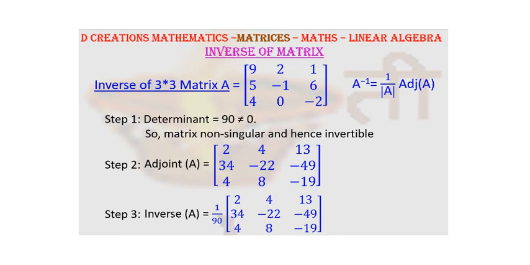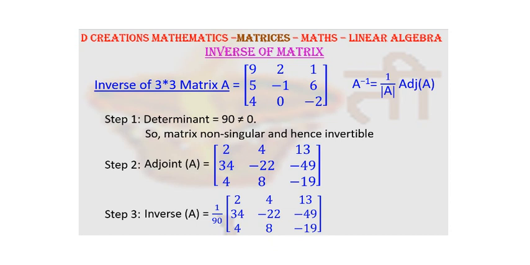So now if you look at or take a recap of what we did so far, we first found out determinant. It was non-zero. It turned out to be 90. And hence we knew the matrix is non-singular, hence invertible, and we proceeded further. We calculated adjoint. So now we know adjoint, we know determinant. So what is left with us is just to substitute. And when you substitute, this is the inverse of the matrix: 1 by 90 into adjoint matrix.